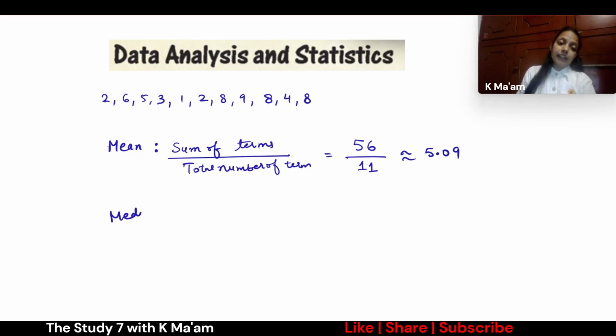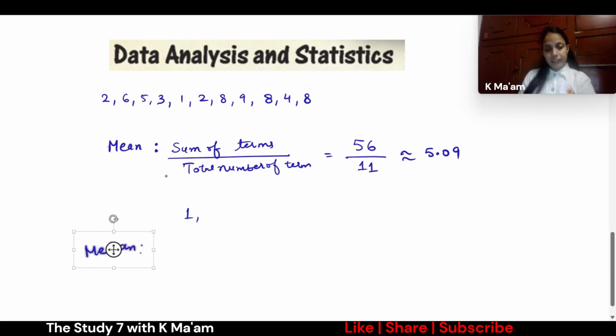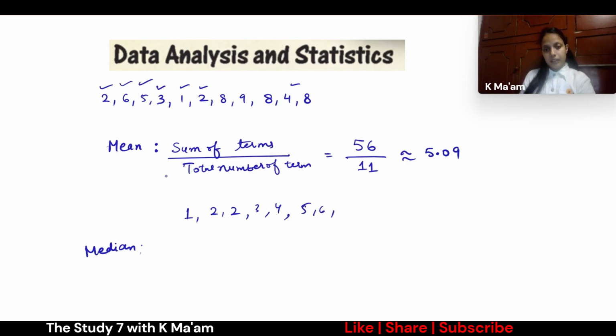Next is the median. To calculate the median, arrange the data in ascending order. So I'm arranging the data: 1, 2, 2, 3, 4, 5 and 6, 8, 8, 8, and then 9. So this is the arrangement.